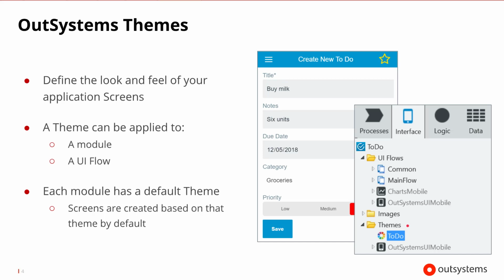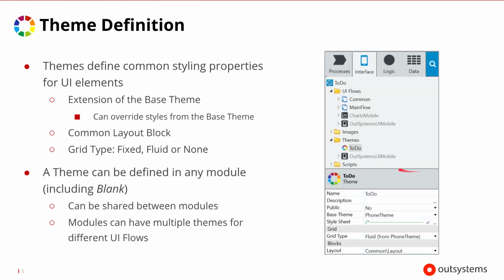But not only can themes apply to the module, but we said they can also apply to the UI flows. So we could apply a special theme to the main flow, and if we wanted that to be different than the theme to the common flow, we could go ahead and change that as well. So there's a good bit of flexibility with how we apply the themes. Now, what is a theme? How do we define what a theme is?